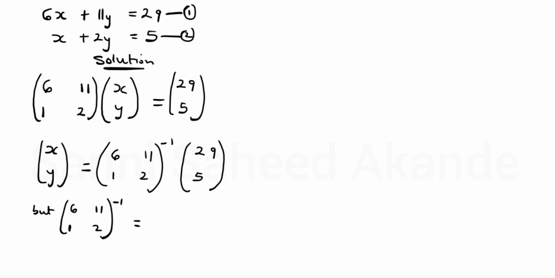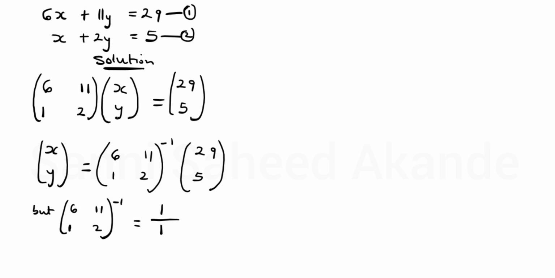We have here 1 divided by the determinant of this matrix. So what is the determinant of this matrix? The determinant is 6 multiplied by 2, that is 12, then minus, I will multiply 11 and 1 together. 11 times 1 is 11, then minus 11. So 12 minus 11 will give me 1. So the determinant is 1. I am doing it this way because we have learned it before. Understood? So let's go ahead.